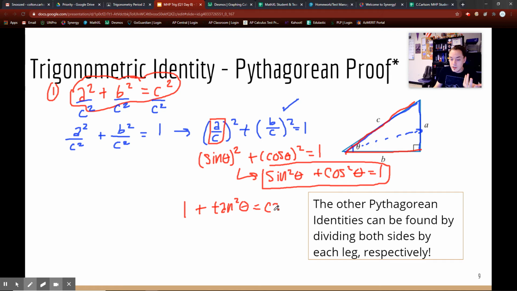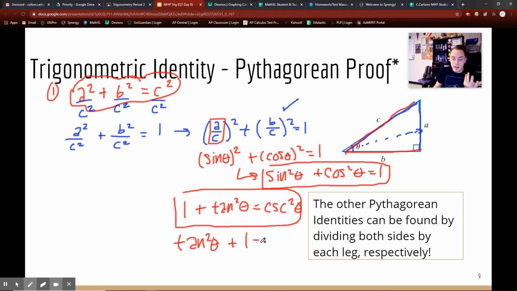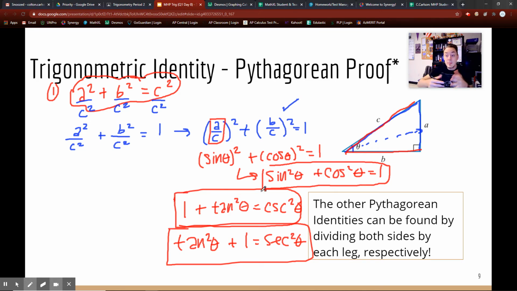is cosecant squared theta. And then if I did the other side, it would be tangent squared theta plus 1 equals secant squared theta. And this, of course, is my last identity. So they are related. They are all related. And it's so cool to see how the math works, that people have actually proven this stuff. And so, again, this is just for free.